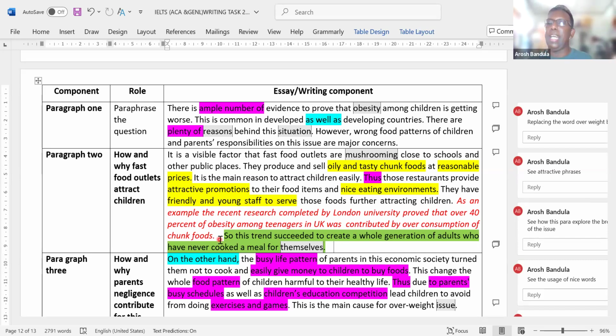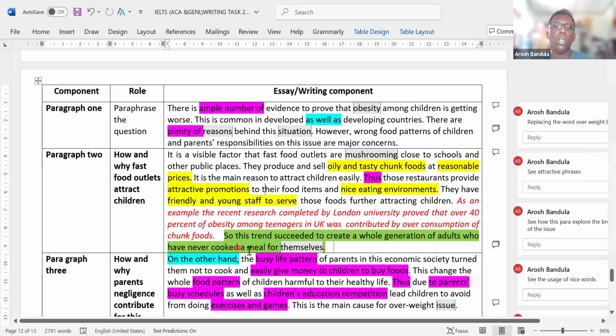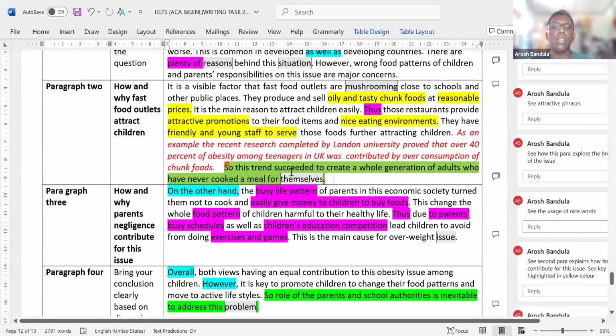This is completely a lie. Yeah? I didn't see any research, but I developed my own fabricated, very specific example. I taught you that early in my classes, how to write a specific example. You remember, and now I am practicing it and showing you as an example. Look at my last sentence. So this trend succeeded in creating a whole generation of adults who have never cooked a meal for themselves.